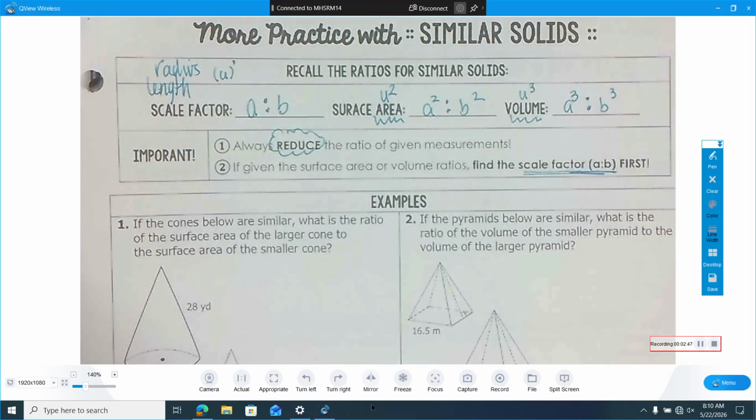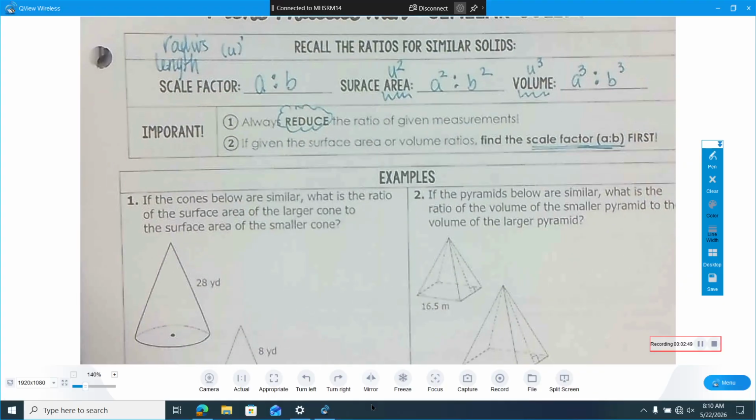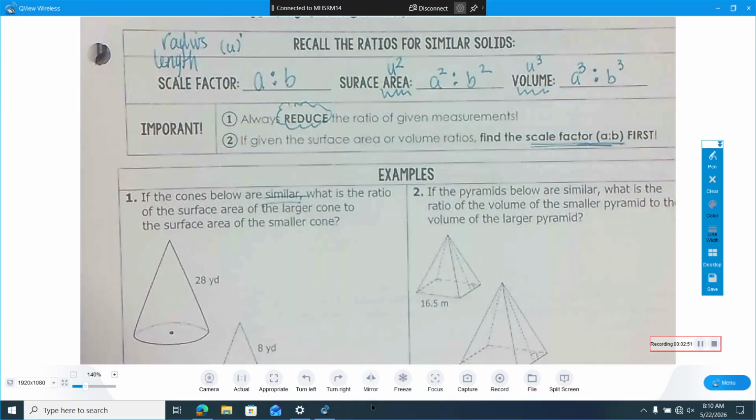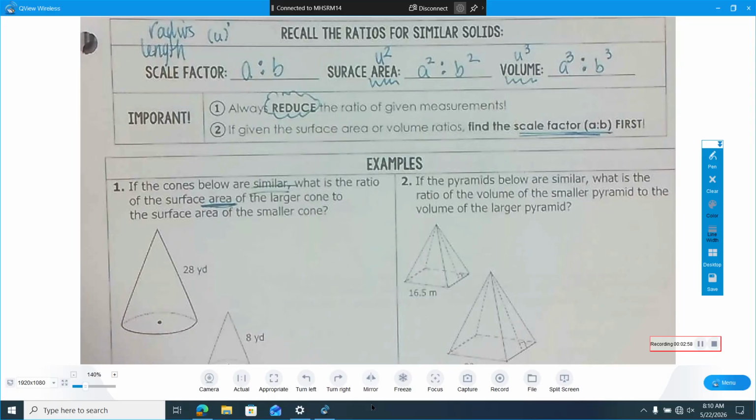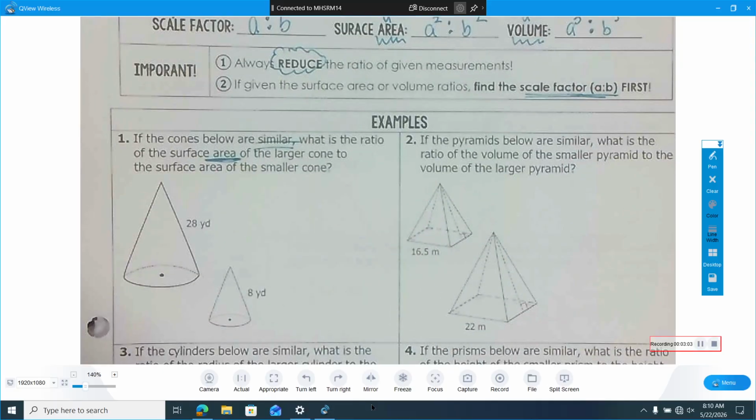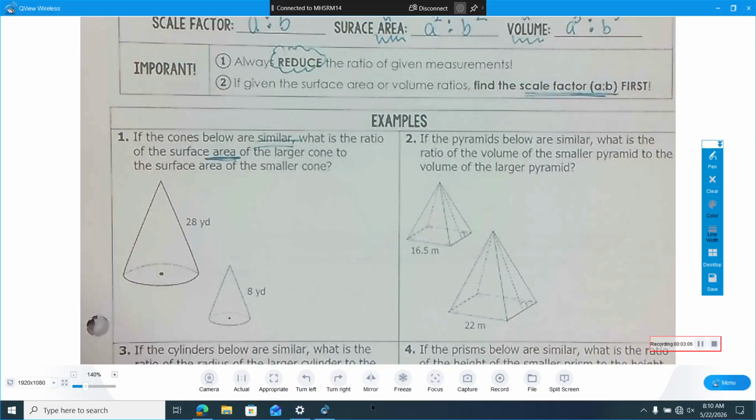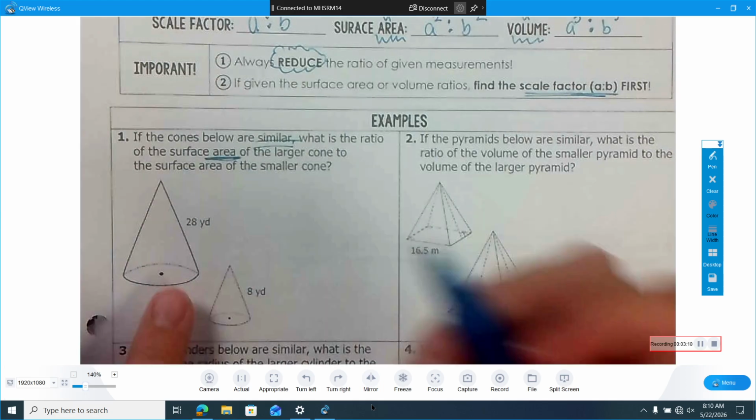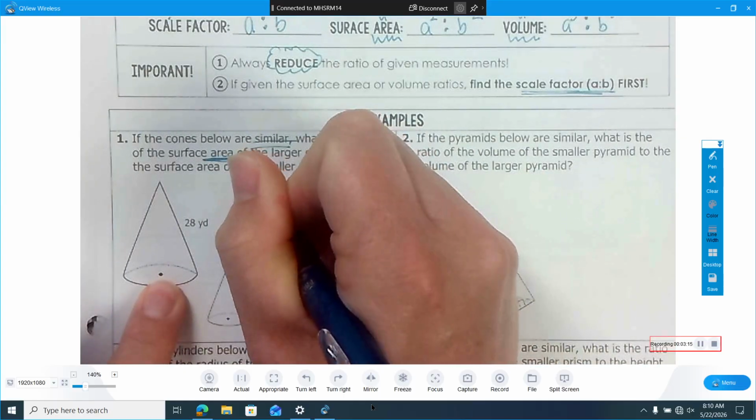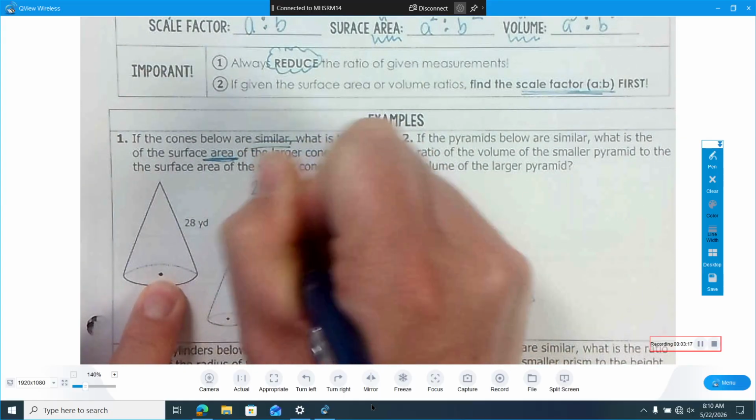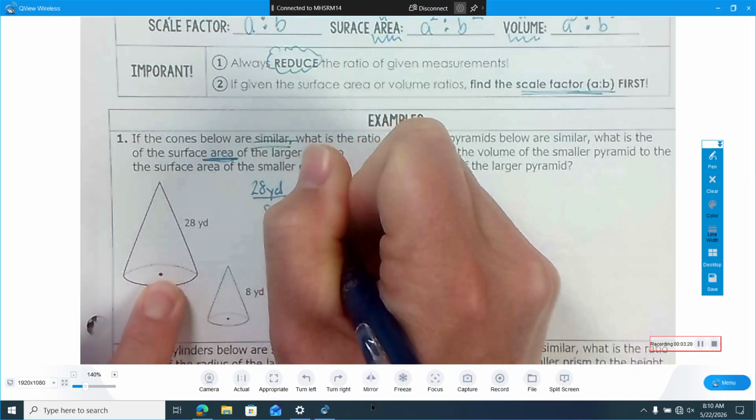So, number one, if the cones below are similar, so that's very important. I know that they're similar. What is the ratio of the surface area of the larger cone to the surface area of the smaller cone? All right. So what information are they giving us in the picture? The slant height. So these are linear measurements. They're just yards to the first power. And so I know that I have 28 yards over 8 yards since they're similar.